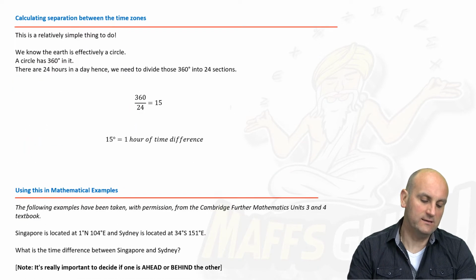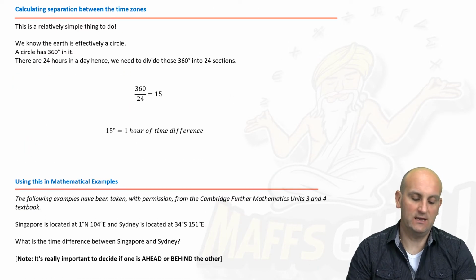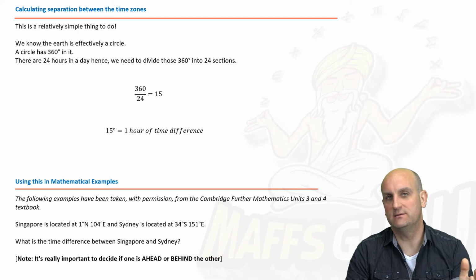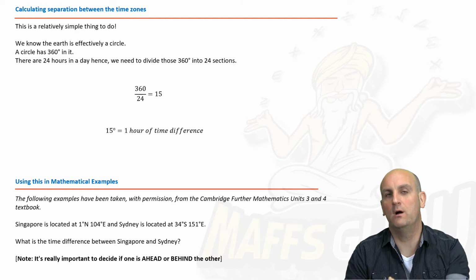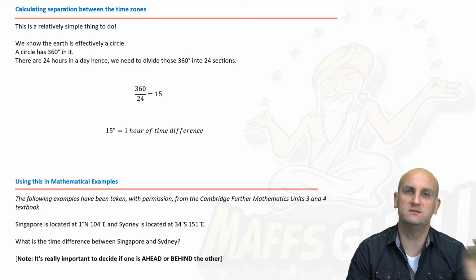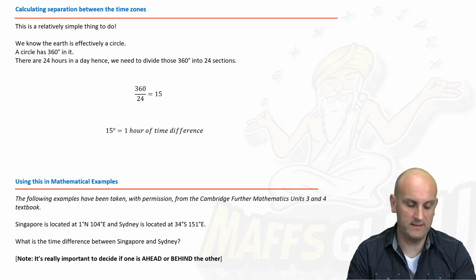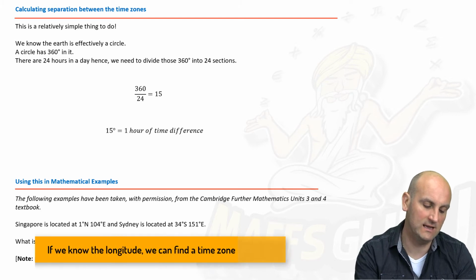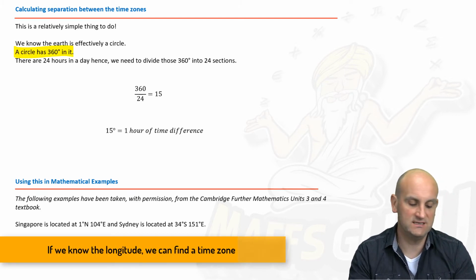We need to understand this information to help us calculate the different times in different places, all right? So if we know where you are on the planet, then I can work out your time zone using some pretty funky and simple math. So here we go. There are 24 hours in a day, we know that. And there are 360 degrees in it.